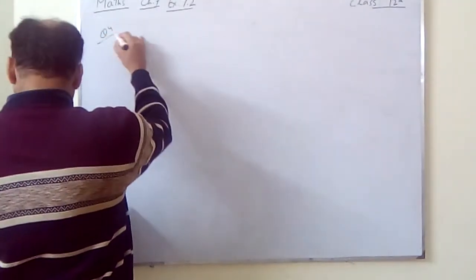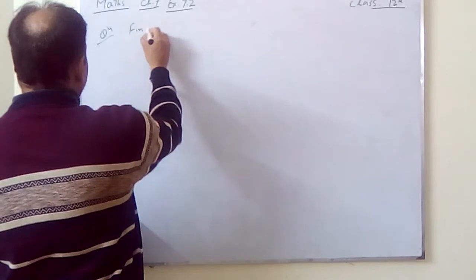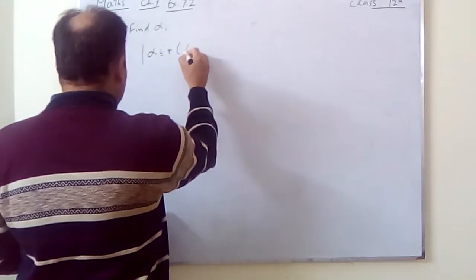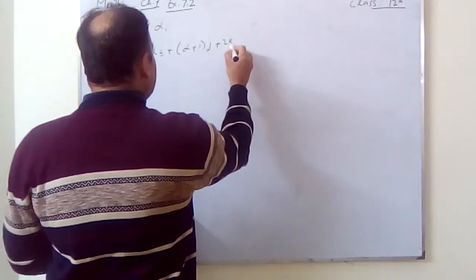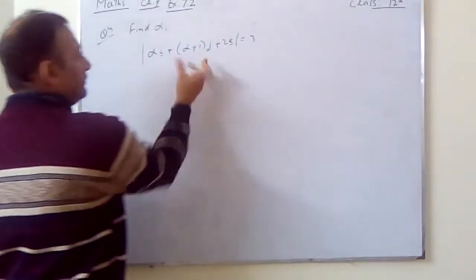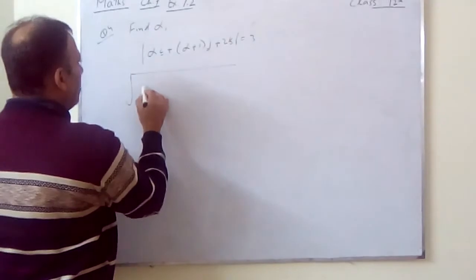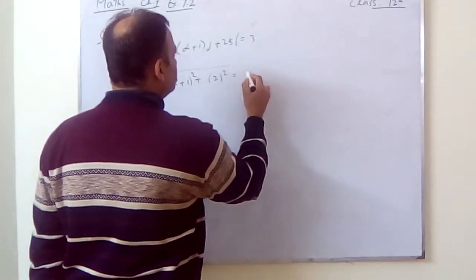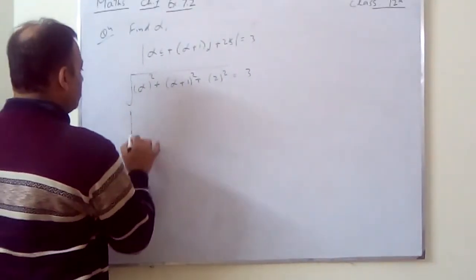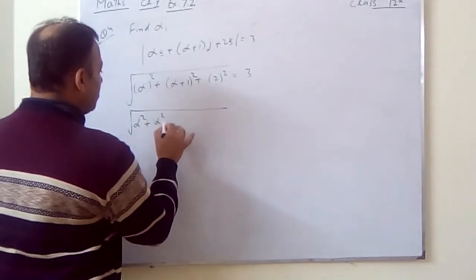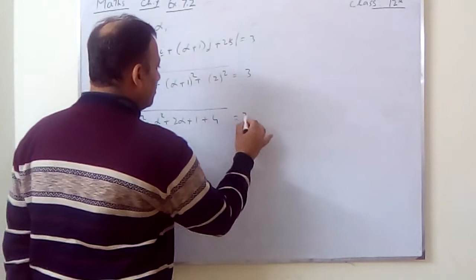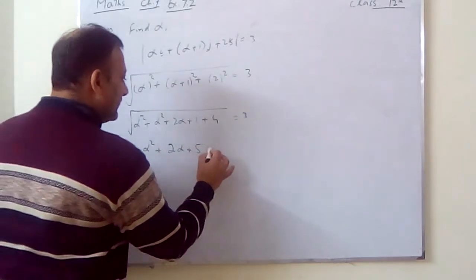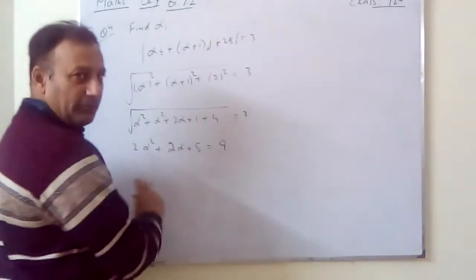Again, question number 4, that he is saying find alpha. We have to find alpha when alpha i plus j plus 2k, its absolute value is equal to 3. So take the absolute of this one, it means square root of alpha square plus 1 square plus 2 square, that is equal to 3, or alpha square plus 1 plus 4 is equal to 3, taking square on both sides. We write alpha square plus 5 is equal to 9.